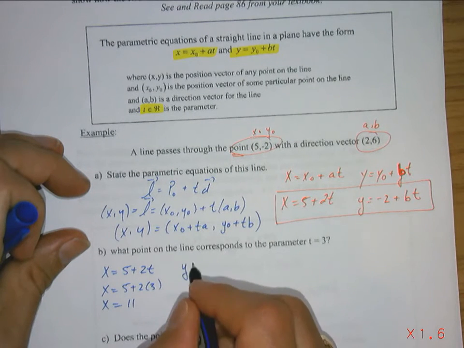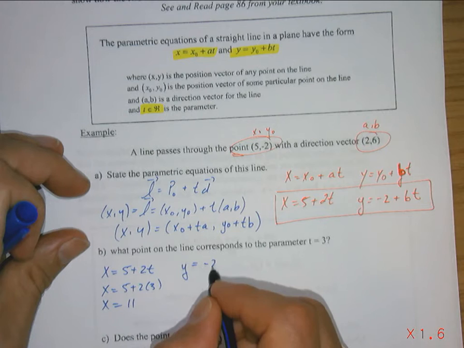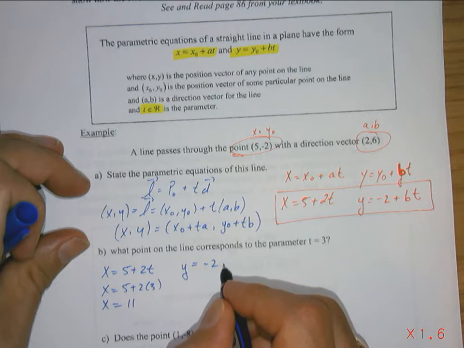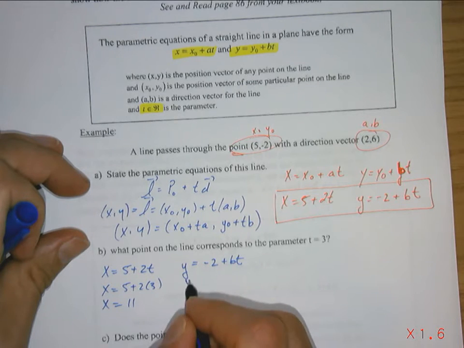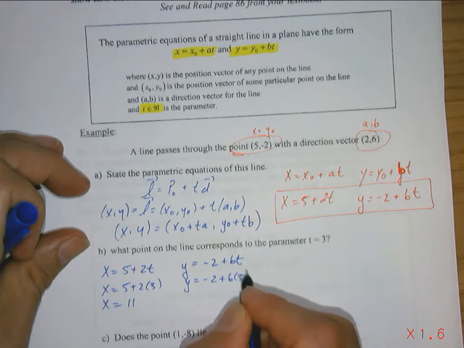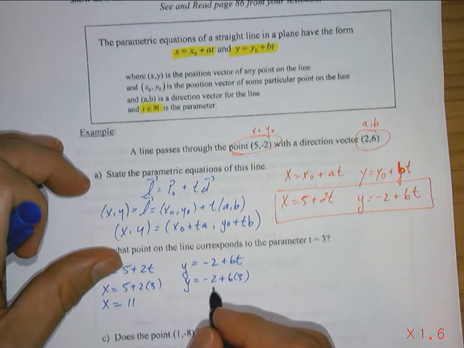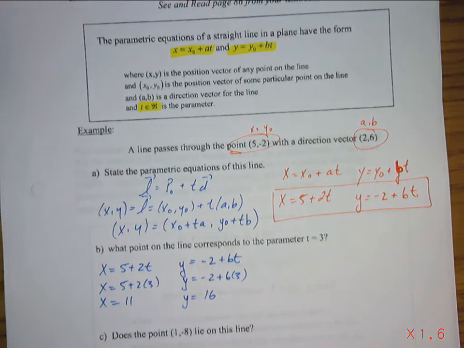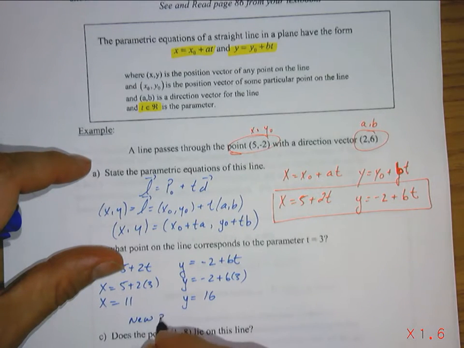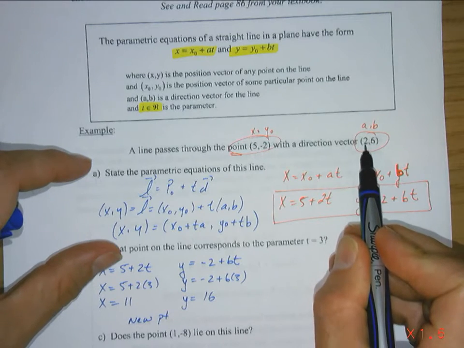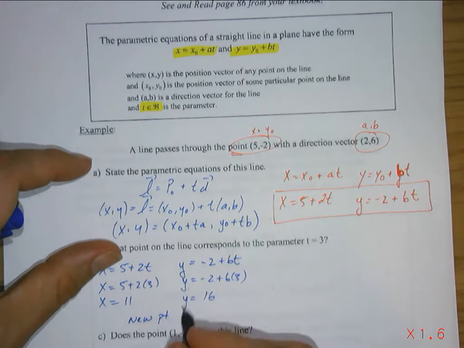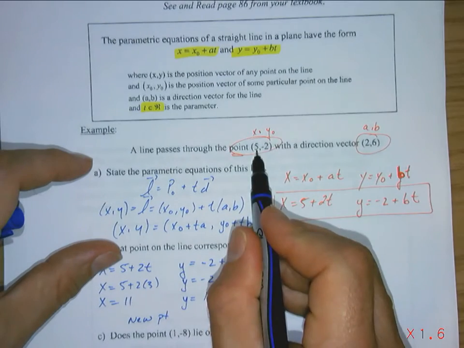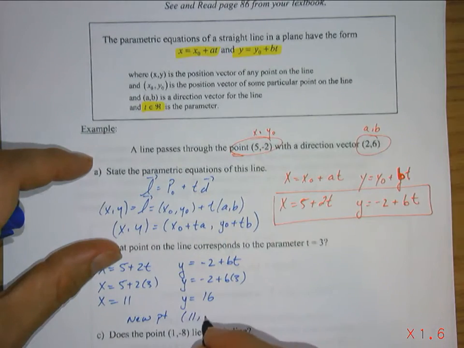And the next one would be y equals negative 2 plus 6t. Y equals negative 2 plus 6 times 3, that's 18. So that's going to be 16. Now it's very early in the morning, so if I'm making a mistake with any of these calculations, please let me know, and we'll look after that. But anyway, your new point, that is exactly 3 full direction vectors, this size, not smaller, not larger, down the line from the initial point of 5 comma negative 2, is the new point 11 comma 16.